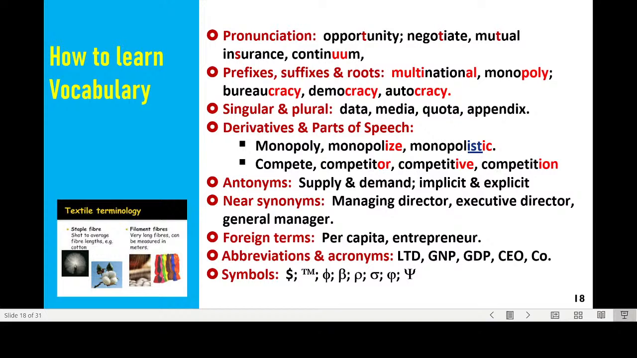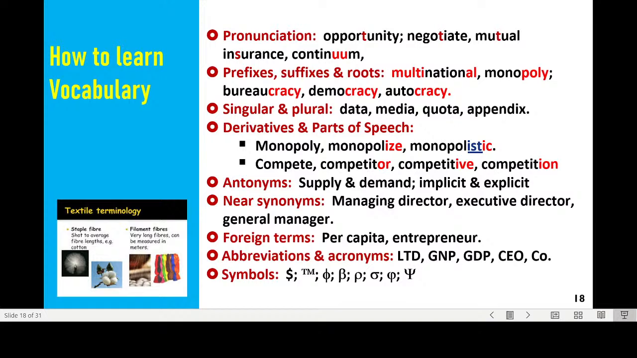For example, the words opportunity, negotiate, mutual, insurance, and continuum. The T, for example, in some words it's pronounced "ta", in other words "sha", in other words "cha". Similarly, the S: in some words it's pronounced "sha", as in insurance, in other words, as in measure, "ja".